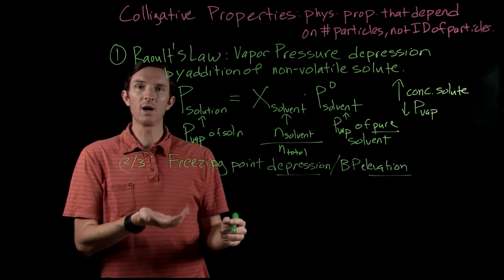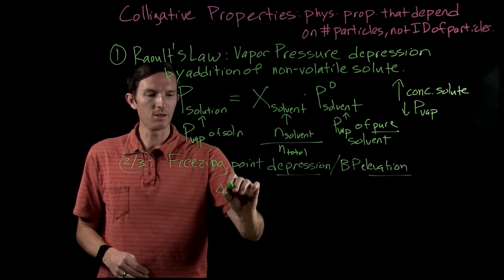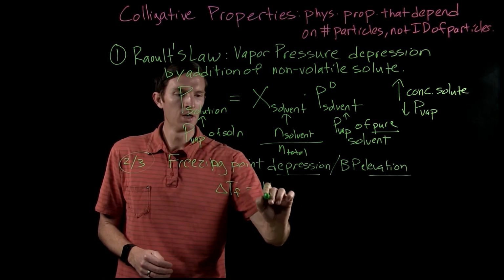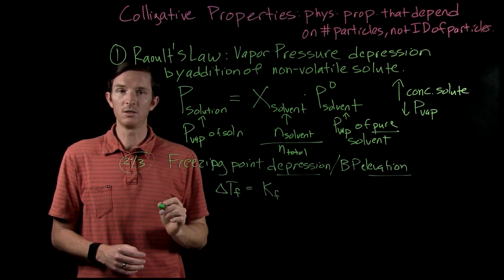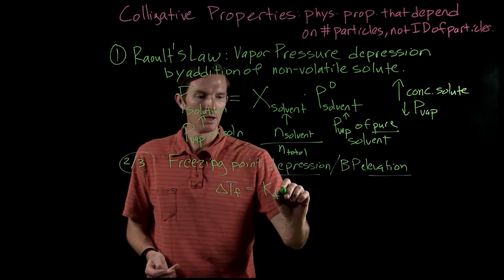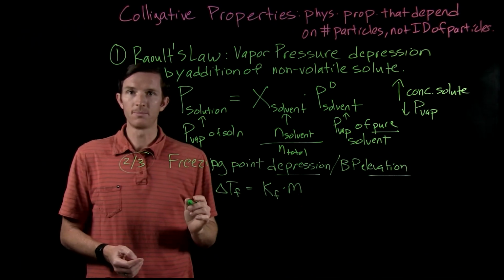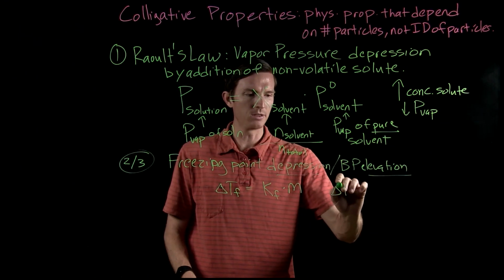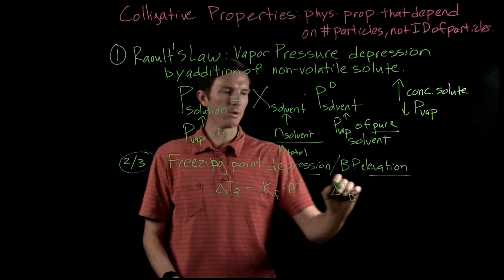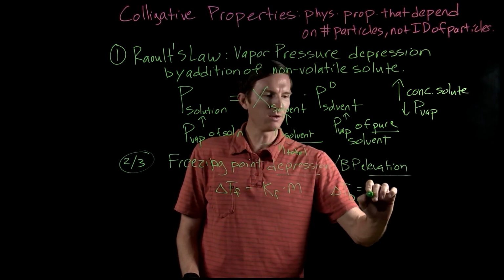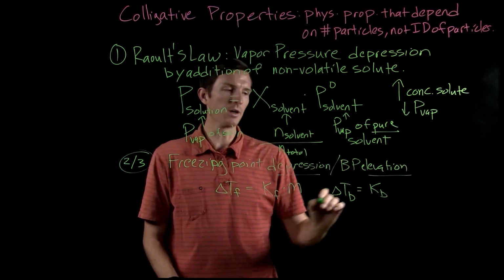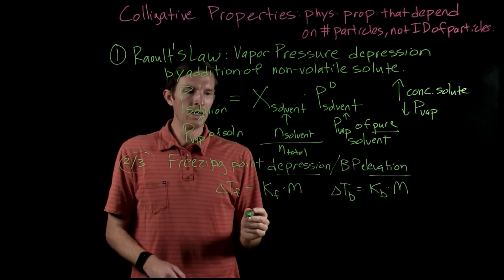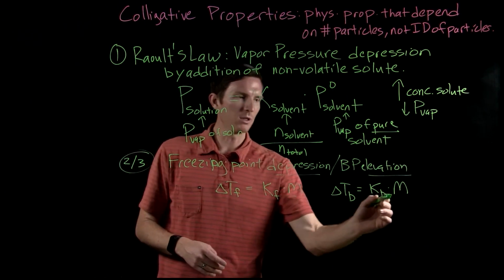Okay, and we can describe these mathematically by saying that the change in our freezing point is equal to a proportionality factor, called our freezing point depression constant, times the molality. And then we could also say for our boiling point a similar relationship, where the change in our boiling point temperature from normal equals the boiling point elevation constant times the molality of the solution. Okay, so again, in the last video, we talked about calculating molality.